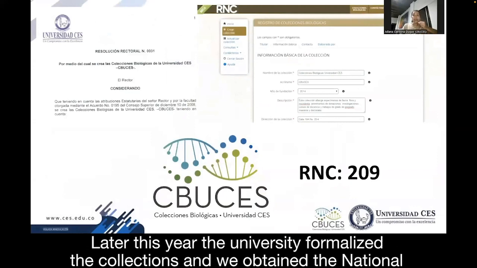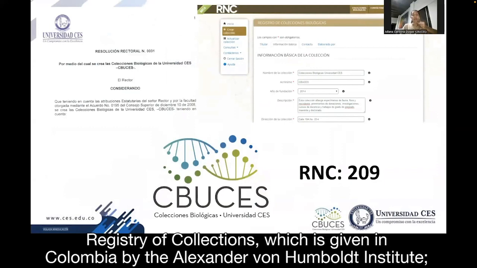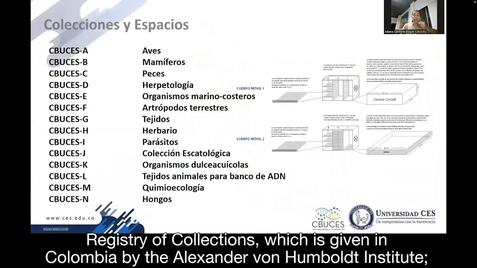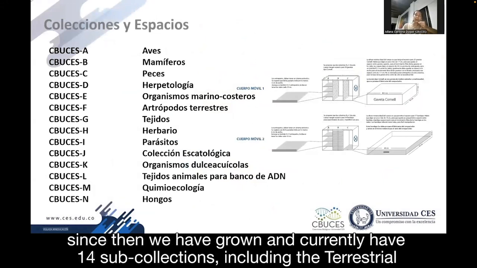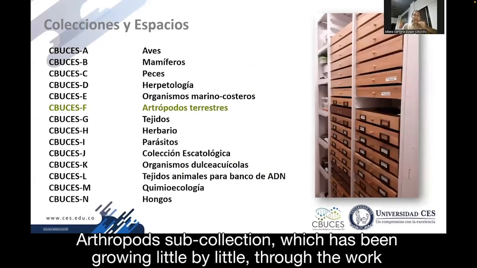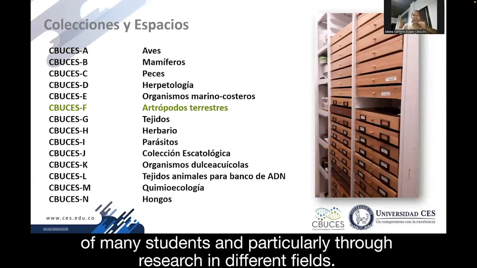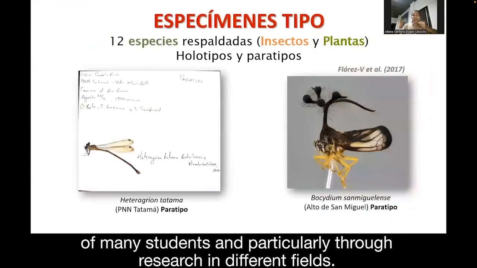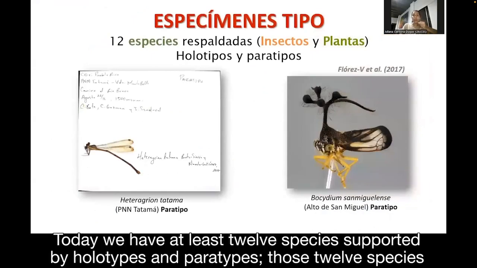Más adelante este año, la universidad formalizó las colecciones y obtuvimos el Registro Nacional de Colecciones, que es dado en Colombia por el Instituto Alexander von Humboldt. Desde entonces hemos crecido y en la actualidad tenemos 14 subcolecciones, una de ellas la subcolección de artrópodos terrestres, que ha ido creciendo poco a poco a través del trabajo de muchos estudiantes y particularmente a través de investigaciones en diferentes campos. Hoy tenemos al menos 12 especies respaldadas por holotipos y paratipos.